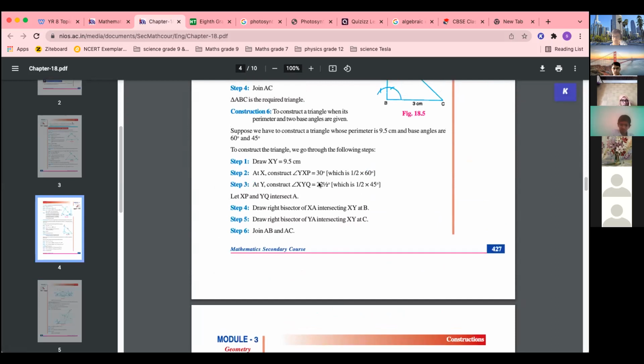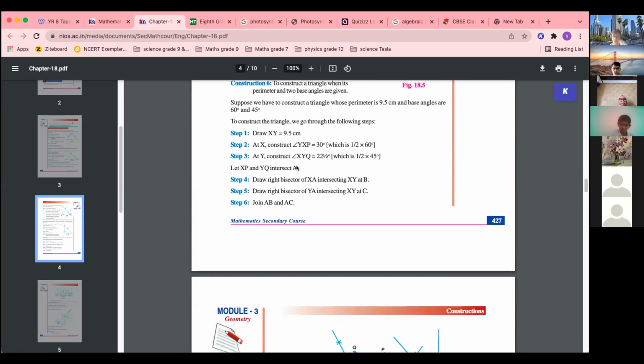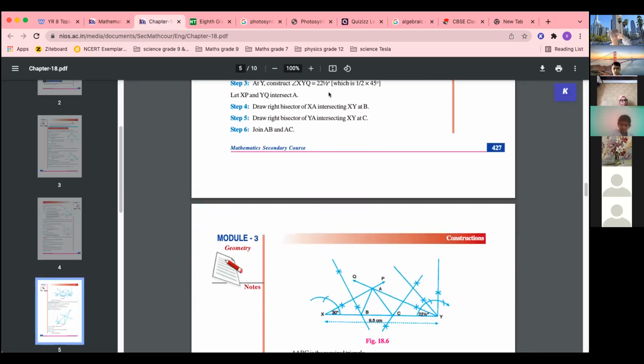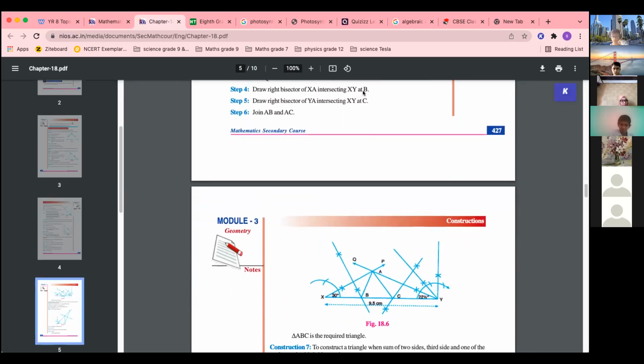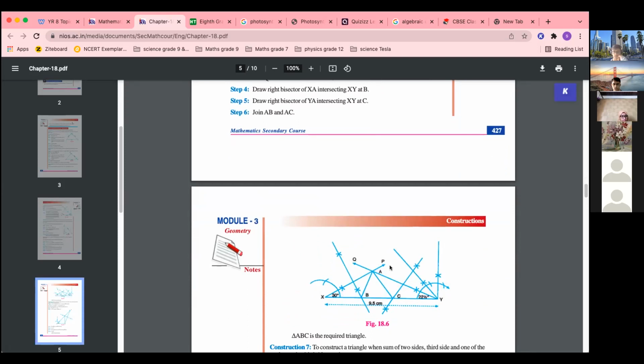Okay, we have got the point A. You don't have to draw the same angles; you have to draw half the base angles. Then we draw the perpendicular bisector of XA, intersecting XY at B. Remember how to draw a perpendicular bisector? This is a line. From here you cut an arc like this, and from here you cut like this. From here like this, and from here like this. And you join it. So this is a perpendicular bisector of this line.